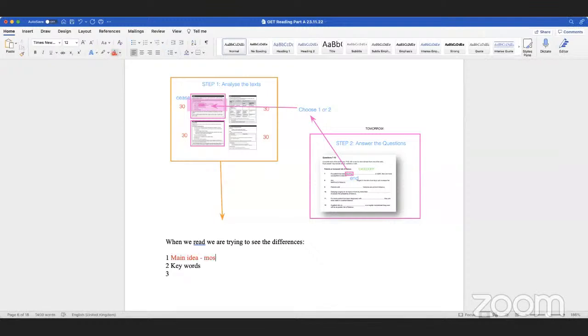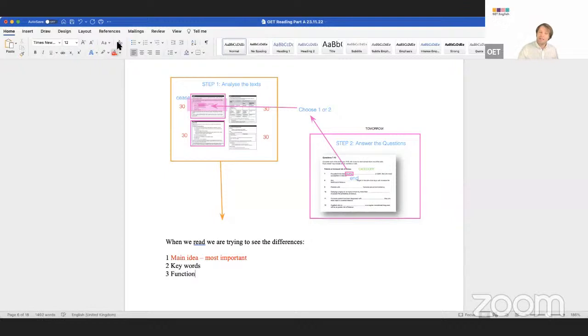It's the most important, so we'll practice this one a lot. The third way is also very useful. Anyone? Function. I really can't think of any other way that you can analyze a text quickly, right?